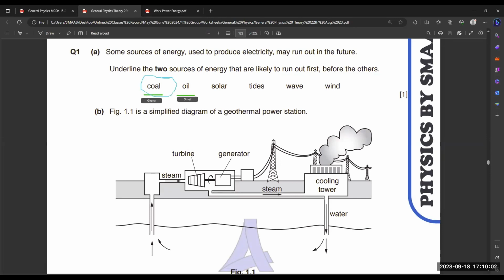So you need to underline the two sources of energy that are likely to run out first before the others. Okay, so one of you sent me in text: coal and oil. So all of you agree on coal and oil, right? Because solar, tides, wave, wind are natural, so there is no limit. We are not able to identify their extreme limits, that is, when these sources will run out. So coal, oil is the right one.